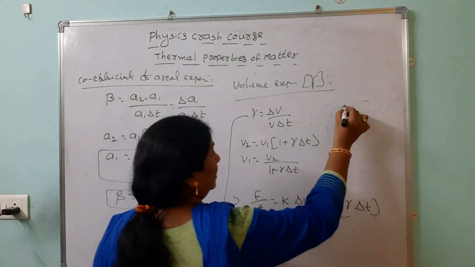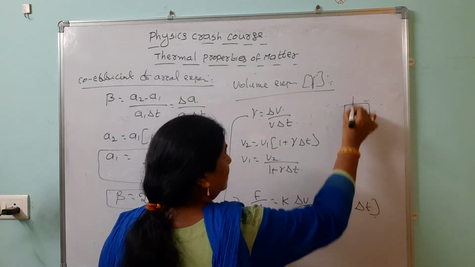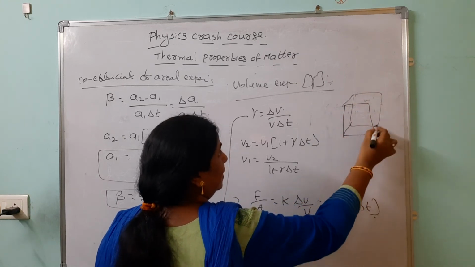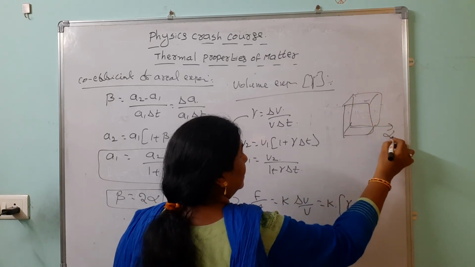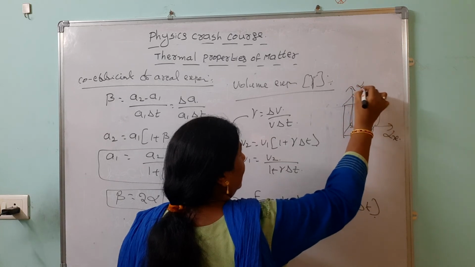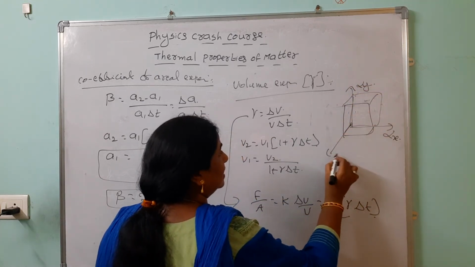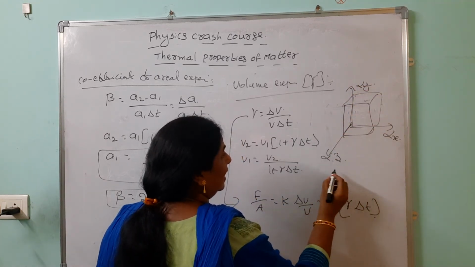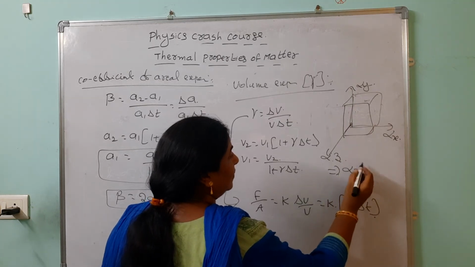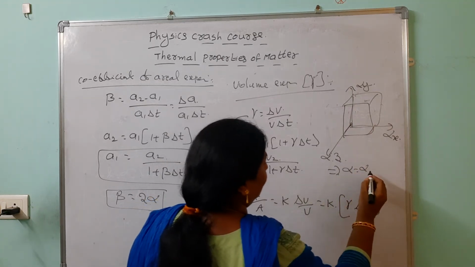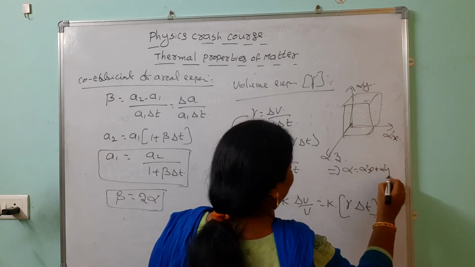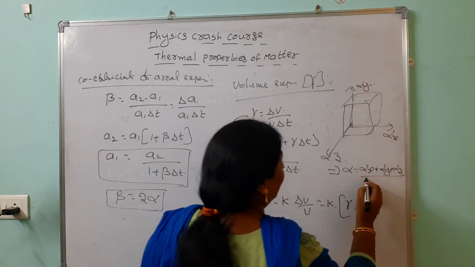Suppose you are taking another cube. Along the x-axis and y-axis, the linear expansions are different. Along the x-axis it is alpha x, along the y-axis it is alpha y, and along the z-axis it is alpha z. Then how to find alpha here? The average of all three: alpha x plus alpha y plus alpha z divided by 3.